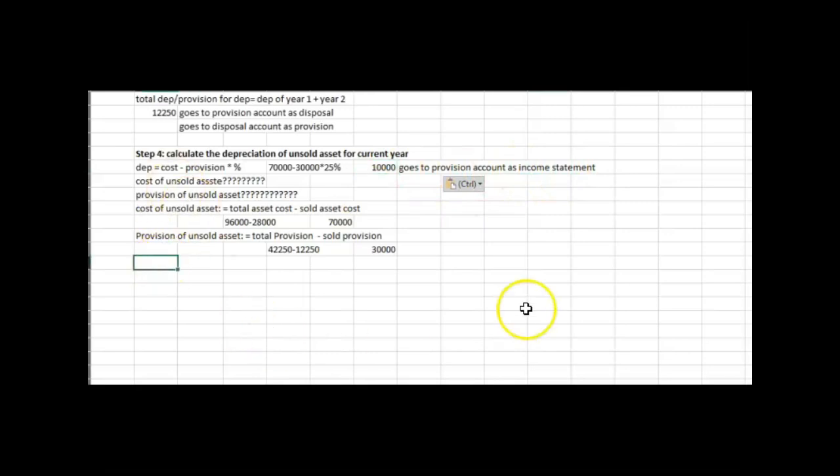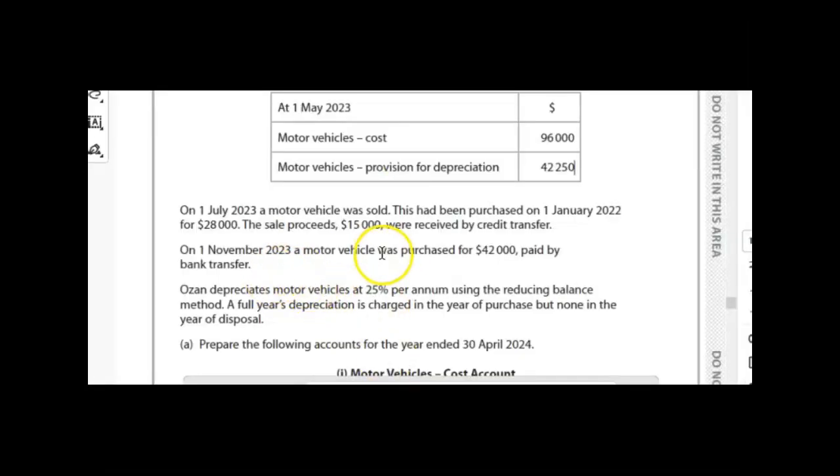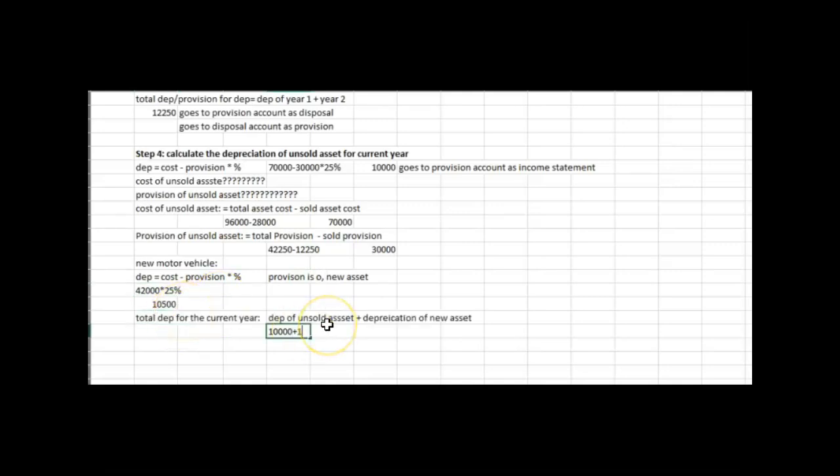However, we have a new asset purchase in this question, so we have to account for that as well. We extend step 4 by calculating the depreciation for this new asset, so do cost minus provision multiplied by percentage. It's a new asset, so provision is 0, and you just multiply the cost, $42,000, by 25%. You get $10,500. The value you got earlier, $10,000, add that to $10,500, and you get $20,500. This is the value that goes to provision account as income statement.